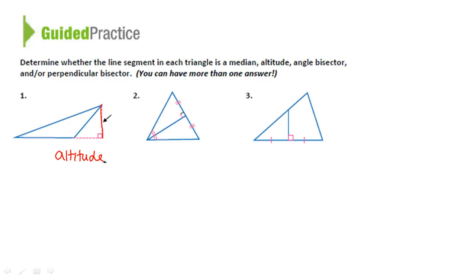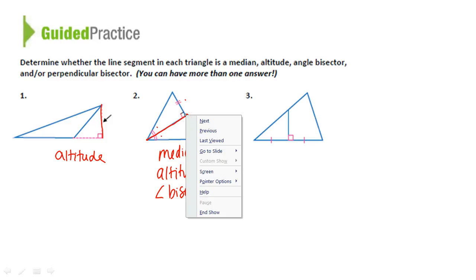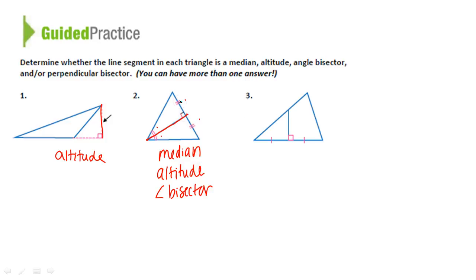The next one, this segment is a median because it's going to the midpoint of the opposite side. This is also an altitude because it's going from an angle and it's perpendicular to the opposite side. This is an angle bisector because the angle is being bisected. And this is a perpendicular bisector because it's perpendicular to the side and it's also bisecting it.